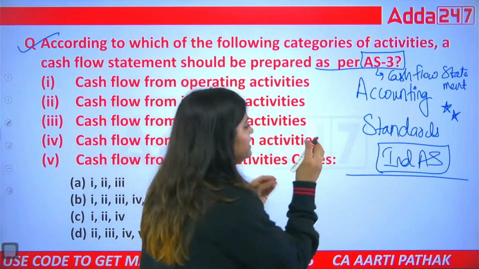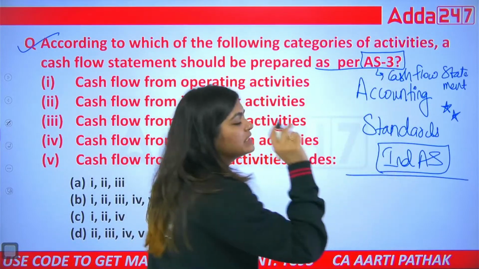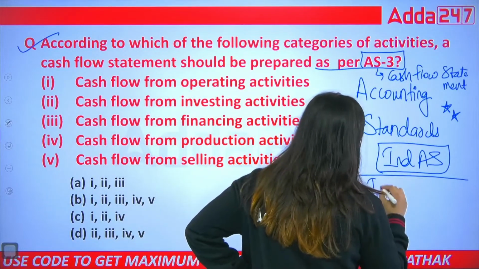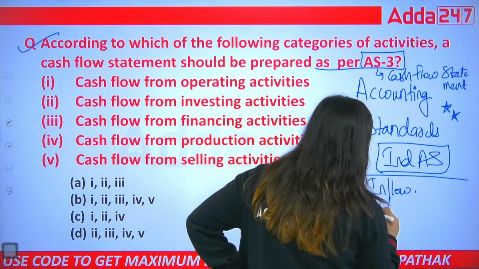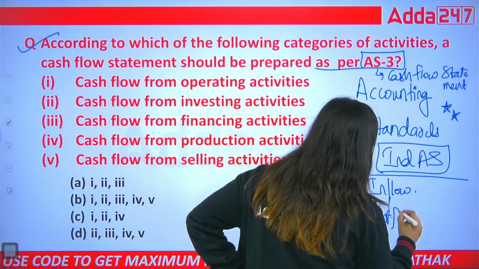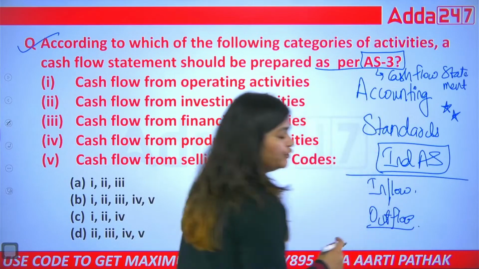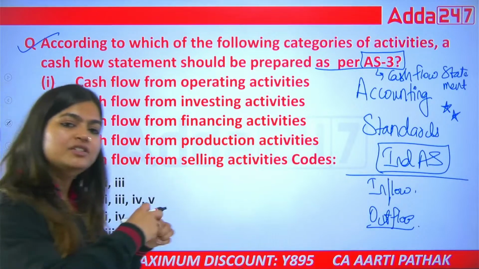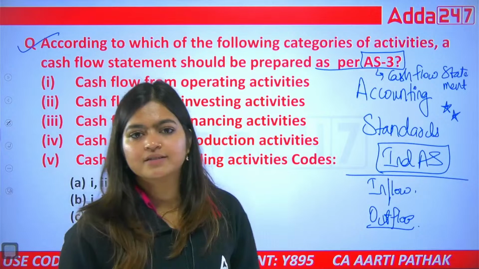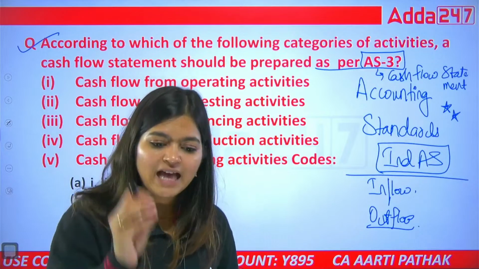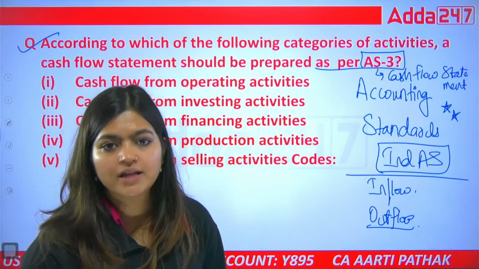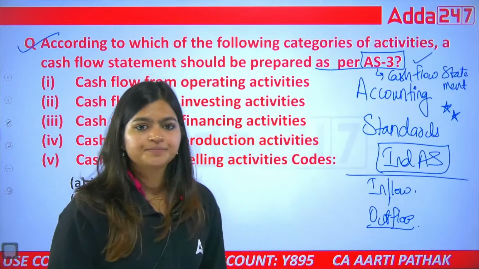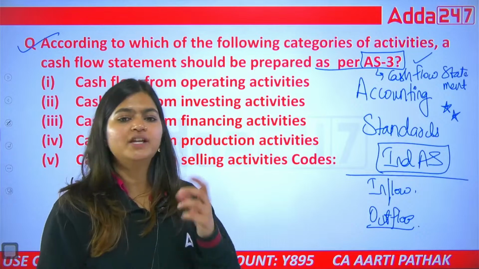So we need to keep a track of these cash flows. How much cash is coming into your business? That is your inflow. How much cash is going out from your business? That is your outflow. So we need to keep in mind how much is your inflow and how much is your outflow from your business. And for that, we prepare a statement. That statement is your cash flow statement. I hope it is clear what a cash flow statement is.